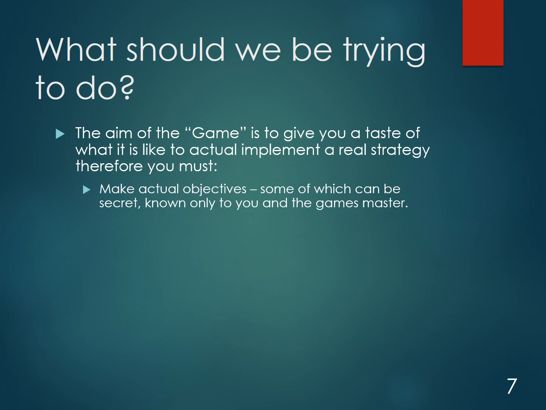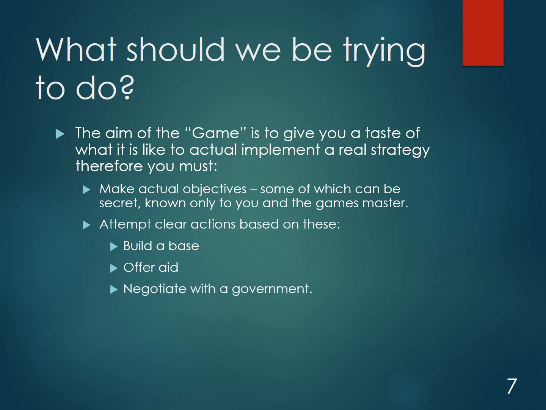People often say that following the strategy is important, but in fact the strategy as published may not be the strategy as implemented. That differentiation may tell you what the real strategy is of an organisation. It may also be poor implementation. You have to make a decision on which you think it is. Once you have decided what your clear objectives are, you need to make a clear decision based on them. So maybe you need to build bases, maybe you need to offer aid, maybe you need to negotiate with the government. These are all decisions that you need to make, but they must be aligned with what your strategy actually is.